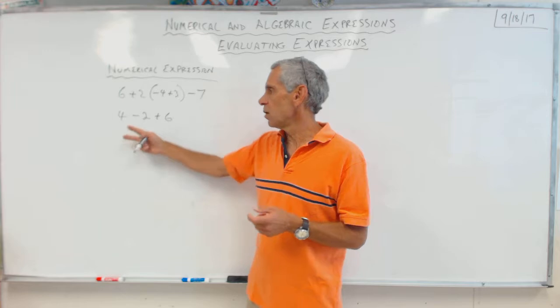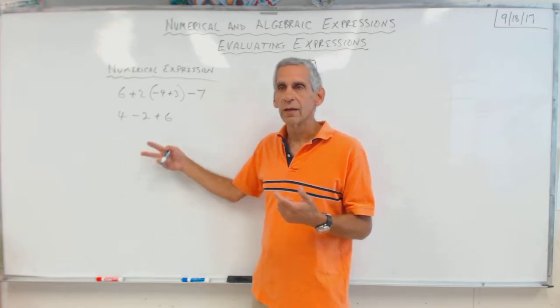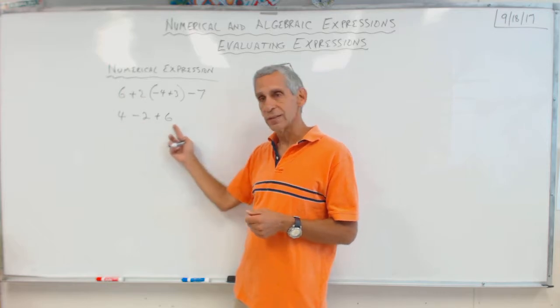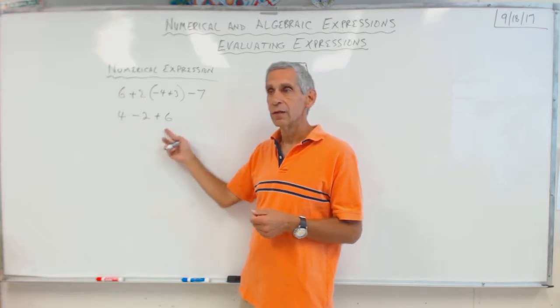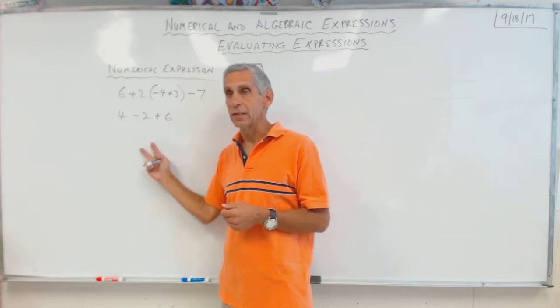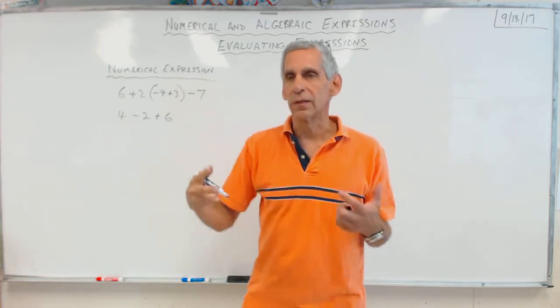I mean, you can simplify that and figure out, well, what is 4 minus 2? Well, that's 2, plus 6, that's 8. So we just solved that, right? Or, now, we didn't solve it, we simplified it. This could be simplified as just 8, right? But I'm not solving it, right? Okay? Yes?